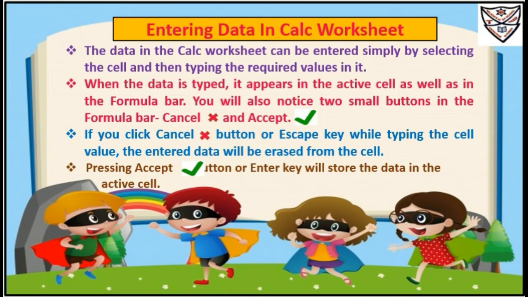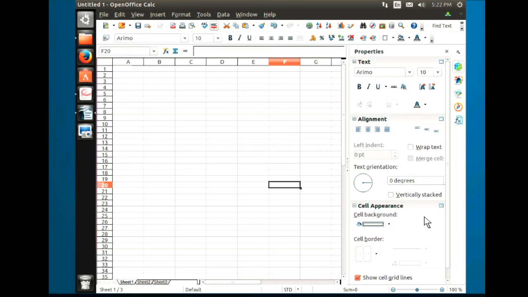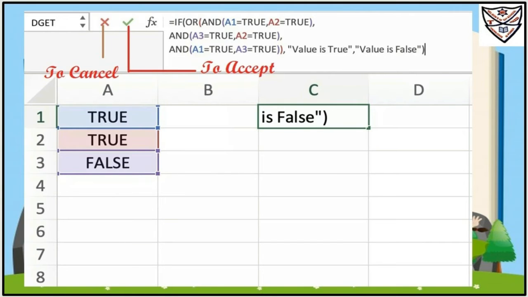The data in the Calc worksheet can be entered simply by selecting the cell and then typing the required values in it. When the data is typed, it appears in the active cell as well as in the formula bar. You can also notice two small buttons in the formula bar, cancel and accept. If you click the cancel button or press the escape key while typing the cell value, the entered data will be erased from the cell. Pressing the accept button or enter key will store the data in the active cell.